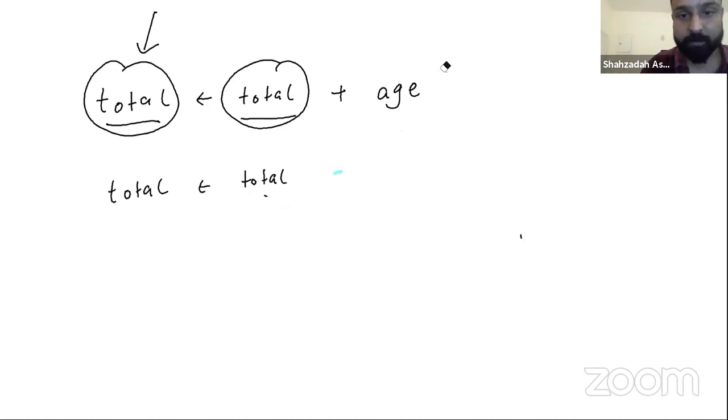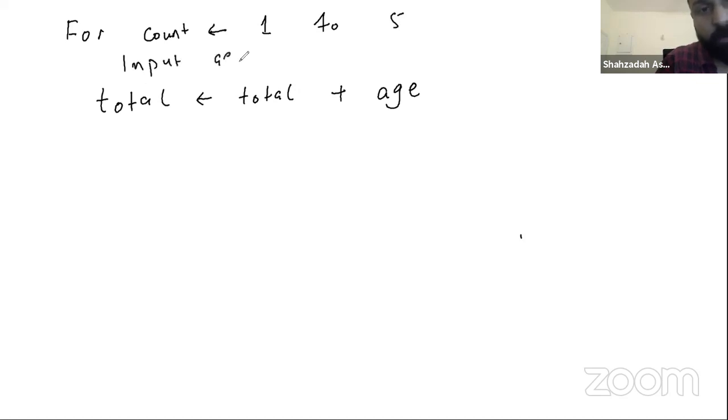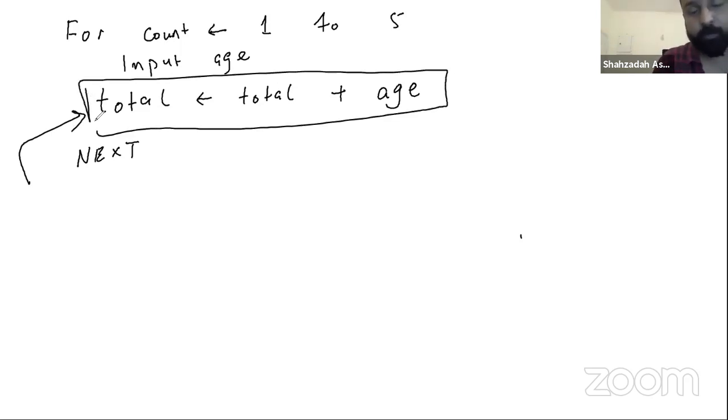So let's take an example. What if we have this instruction stuck in between a for next loop: for count assigned to 1 to 5, and we are inputting the age of 5 pupils or students. Next, that's it. So how will this totaling instruction work, this one within this loop?